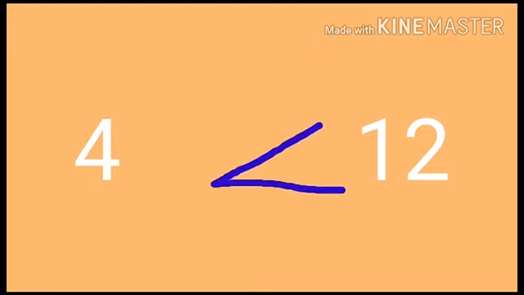We have two numbers, 4 and 12. Can you say which number the alligator will eat? We have to find out which number is the bigger number, 4 or 12. Yes, 12 is the bigger number. So the alligator will eat number 12. So we have to put this symbol. How can we compare these numbers?